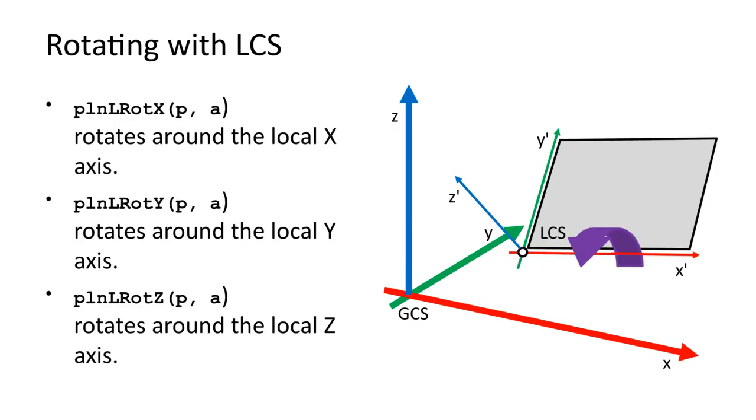The same applies to the rotation. Except that for rotation, 3 separate functions are provided, for rotating around the 3 axes. For example, the plane local rotate x function rotates around the x-axis of the local coordinate system defined by the plane. Next, let's have a look at how we can visualize a plane.